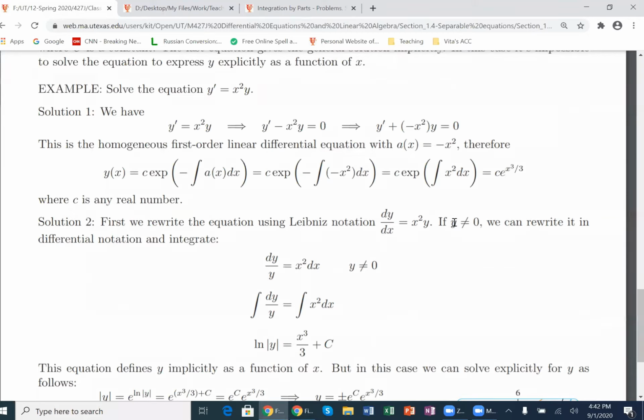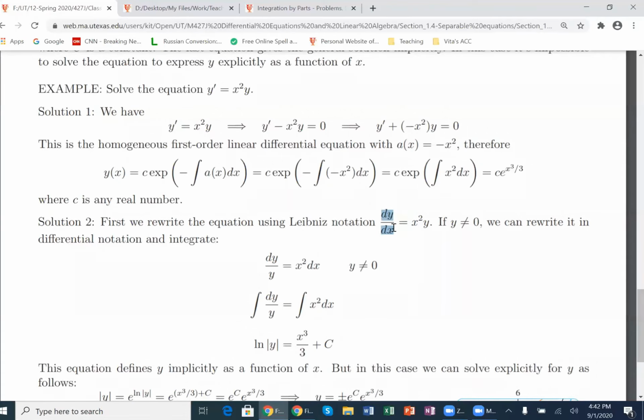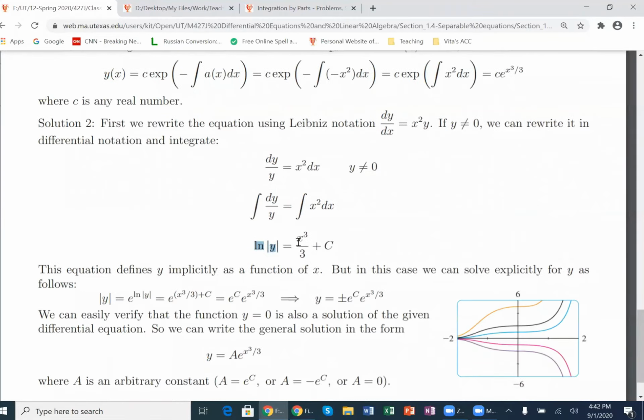Case 1, suppose y is not equal to 0. We divide both sides by y, done. Actually, before that, in order to apply the separation of variables method, we have to replace y prime by dy over dx. Then, we divide both sides by y, done. We integrate both sides. The left-hand side is ln of absolute value of y. The right-hand side is x cubed over 3 plus c.